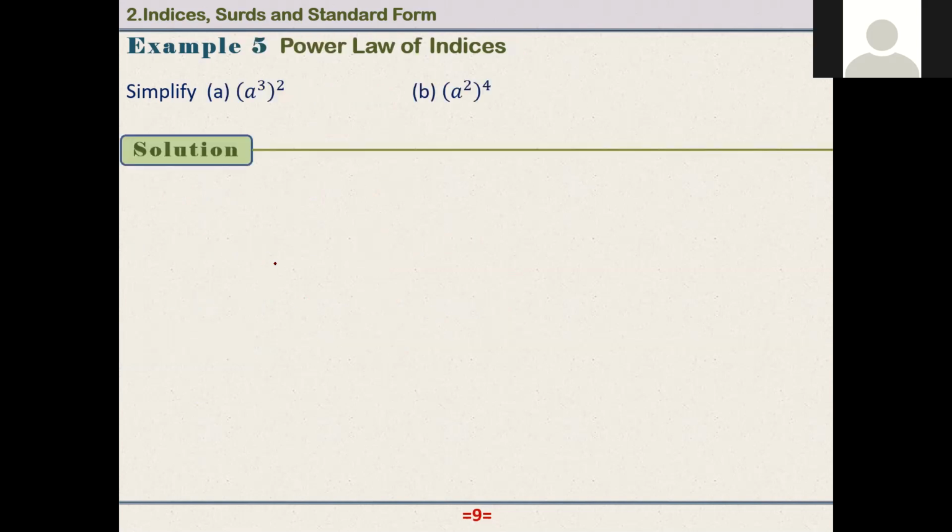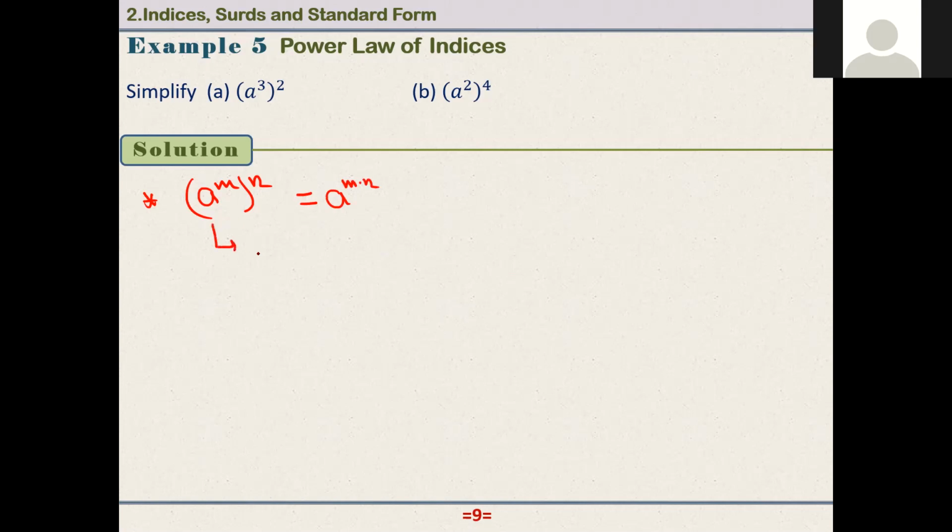Power law of indices. What we have here, we are going to apply this law here: a to the power m to the power n. Sometimes students get confused with this. They just write a to the power m to the power n, it's not like this, right? That's equal to a to the power m times n. It means this. Why is it so?